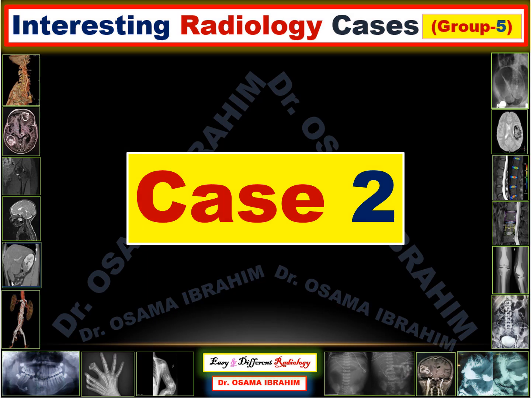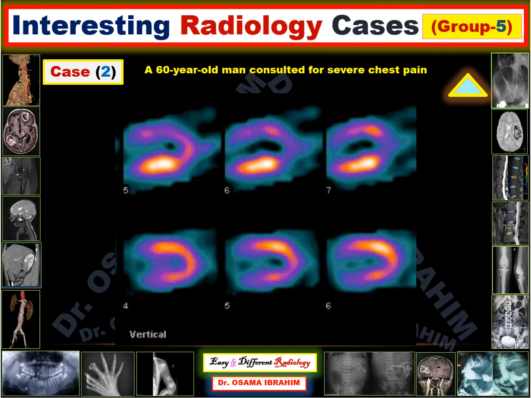And now case 2. This was a 60-year-old man presented with severe chest pain, and this is a study which was done for him. After 10 seconds I will discuss the type of the study.